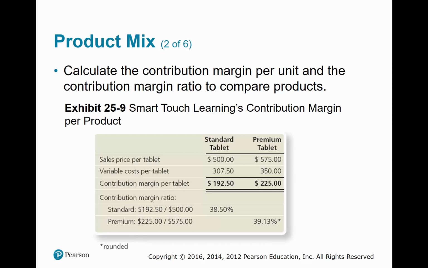So what you do is you calculate the contribution margin per unit. Remember, contribution margin is revenue less variable expenses. So that's the amount that the product you're selling is contributing toward paying off fixed expenses. Okay? A negative contribution margin means that your variable costs are higher than what you're selling it for. That's bad. But any positive contribution margin is a good thing. It's because that means it's covering some of the fixed expenses. So you can see here that the premium tablet actually has a higher contribution margin per tablet.